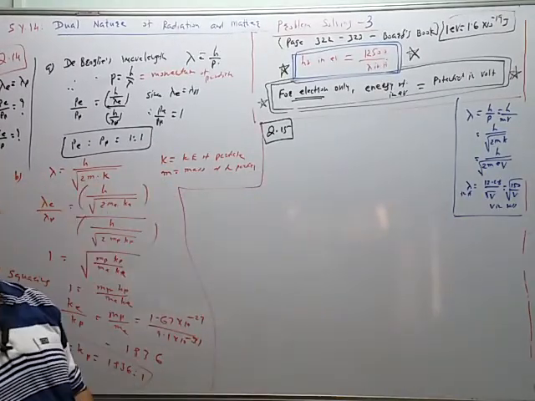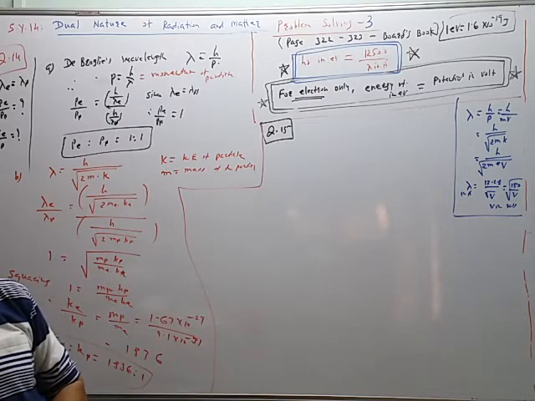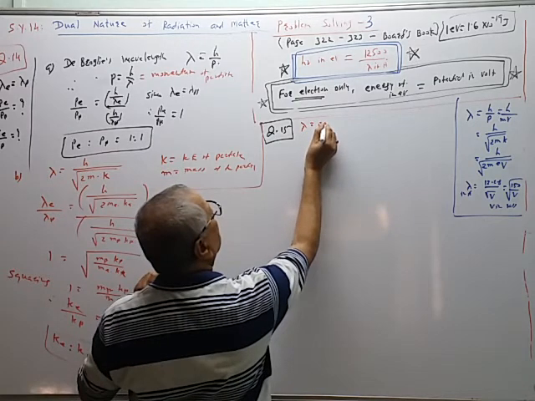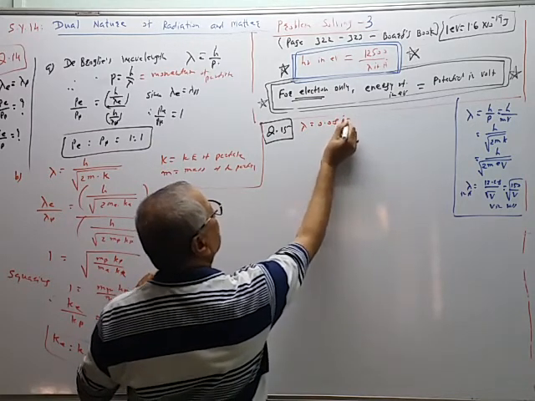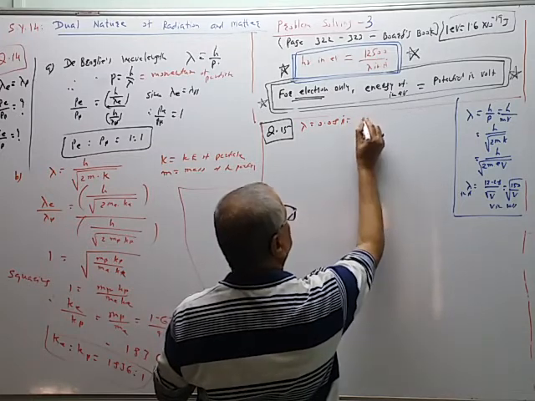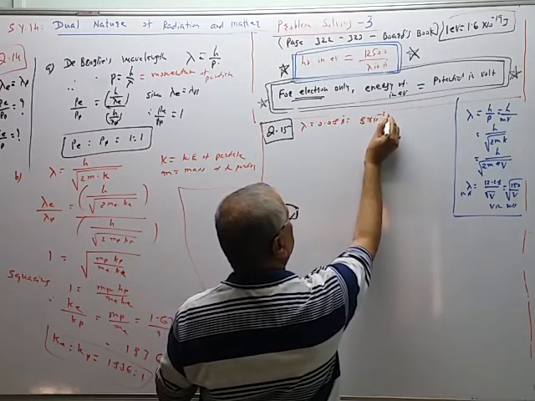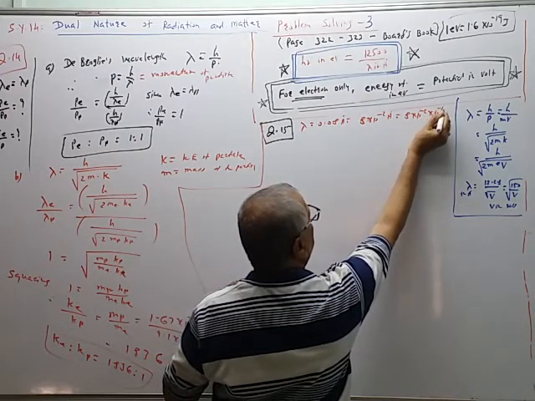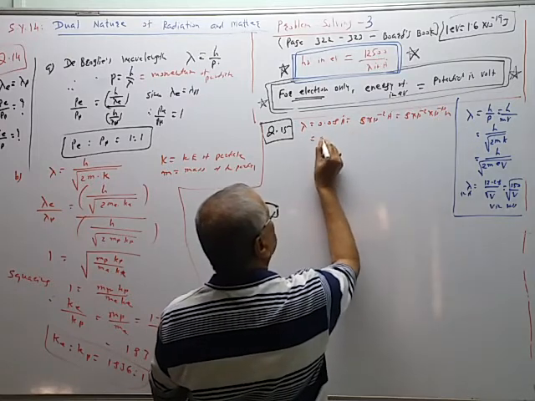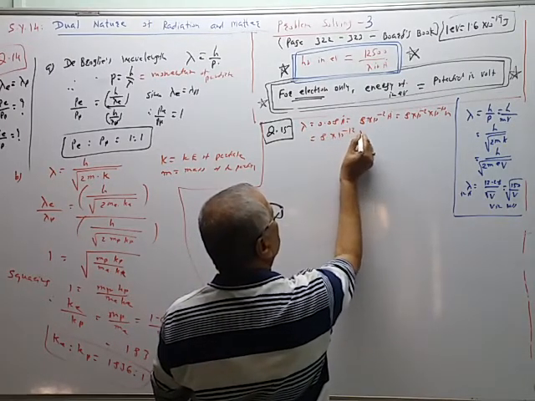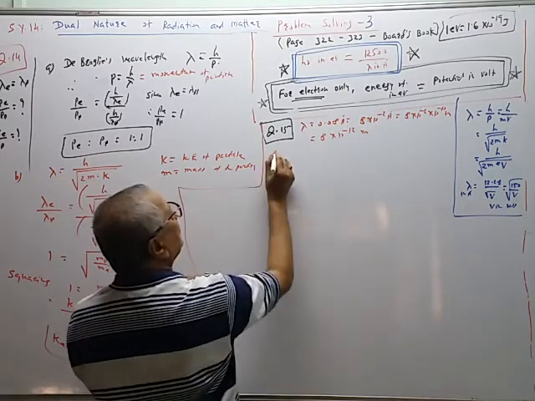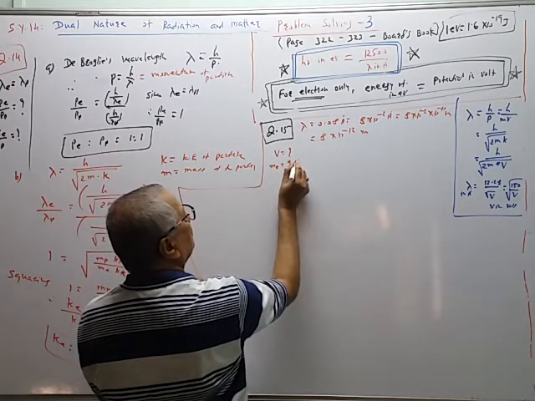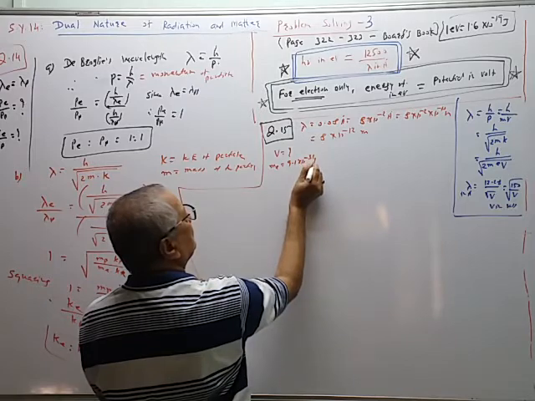So what is given? Lambda is equal to 0.08 angstrom. We have to convert it in meter. Lambda is equal to 0.08 angstrom, which is 8 into 10 raised to minus 2 angstrom, which is 8 into 10 raised to minus 2 into 10 raised to minus 10 meter. So that is equal to 8 into 10 raised to minus 12 meter. And V is equal to question mark. Mass of the electron Me is equal to 9.1 into 10 raised to minus 31 kilogram.